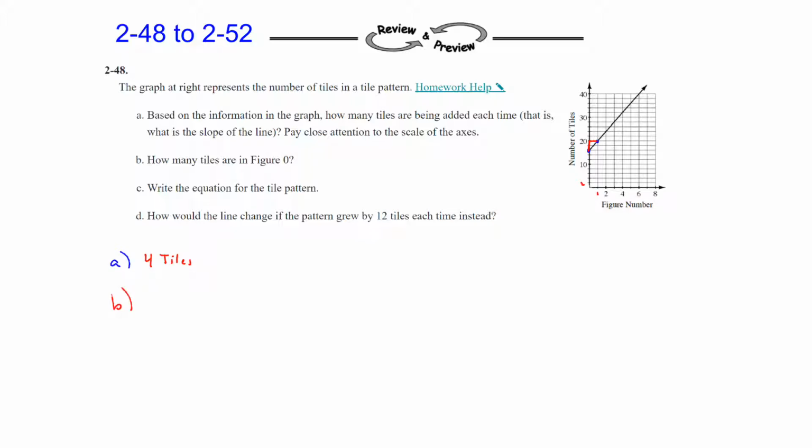On B, how many tiles are in figure 0? So look right here on the y-axis, and since we're going up by 2s, you get 10, 12, 14, 16. So we have 16 tiles.